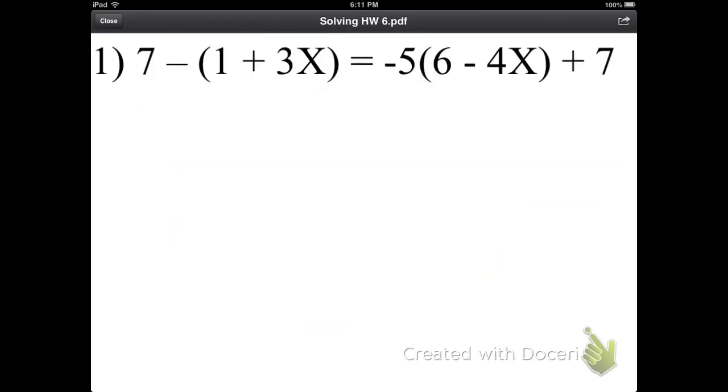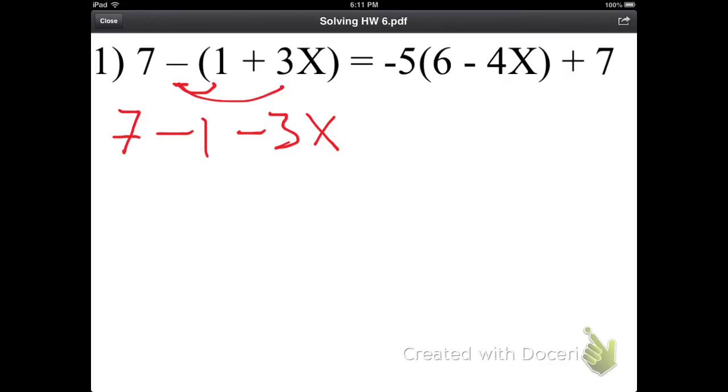Okay, here's number 1. Once again, it has distribution on both sides, so we should do the distribution and simplify both sides, and then we'll worry about putting x's on one of the sides and our numbers on the other. So here we got a negative that needs to get distributed to those two numbers. When you distribute, negative times 1 is negative 1, and negative times positive 3 is negative 3, and the x is with the 3.